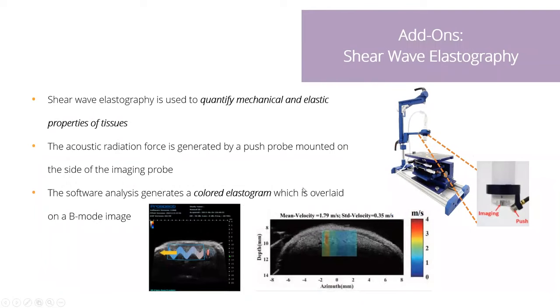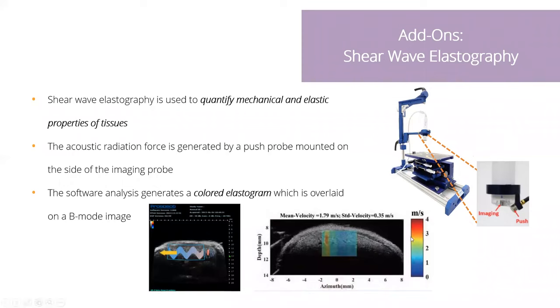Another add-on is shear wave elastography. This is a bit more of an advanced technique for ultrasound users. Here we're looking at the mechanical and elastic properties of tissue. For example, in the liver, you may want to look for liver fibrosis. When fibrosis is present, the elastic and mechanical properties of the liver are going to change. What we do here is use a secondary push probe that again is mounted onto the imaging probe. We have a separate controller which will send a pulse through the push probe. That pulse is going to propagate across the anatomy of interest, the liver, for example, and we're going to see how fast that wave goes across the image.